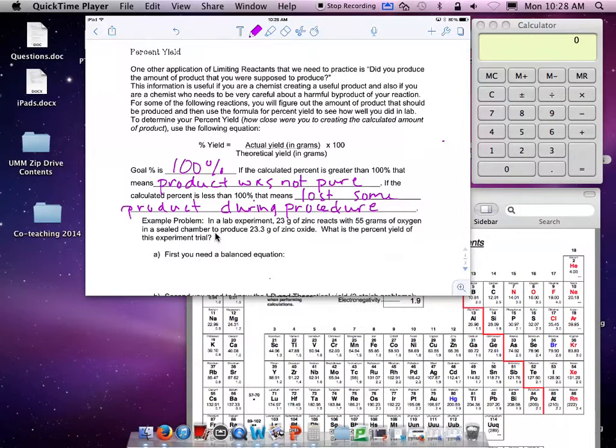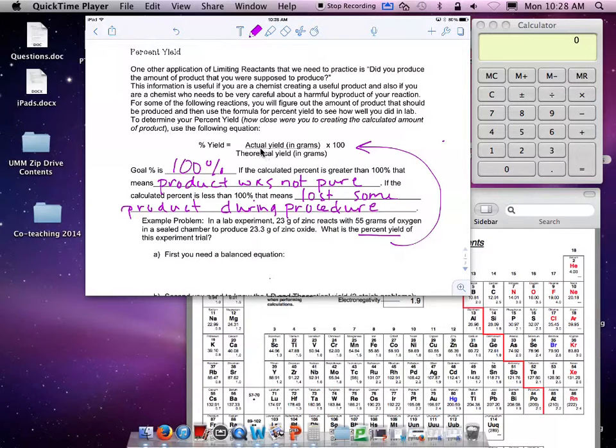So here would be what a percent yield problem would look like. When you did a lab, you did 23 grams of zinc reacting with 55 grams of oxygen. You put that in a sealed chamber and you produce 23.3 grams of zinc oxide. What is the percent yield of this experiment? Okay, well, really, what is it asking for? If it's asking for percent yield, if that's our goal, that means that we have to be able to do this: the actual yield divided by the theoretical yield.